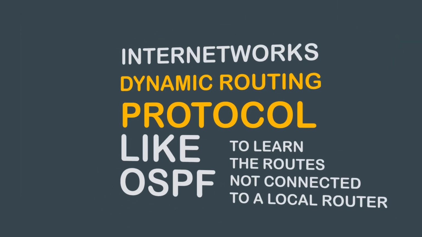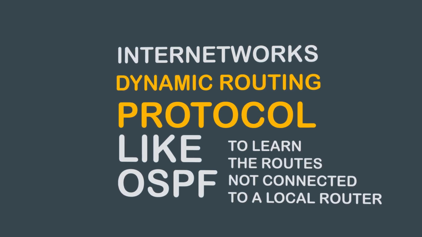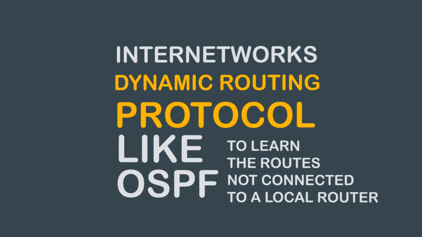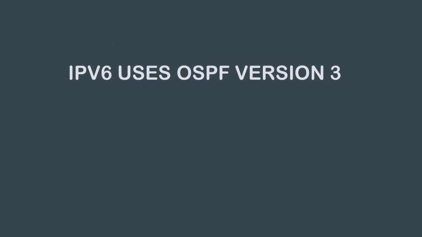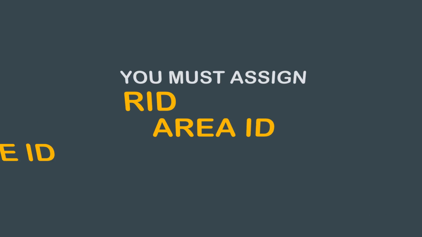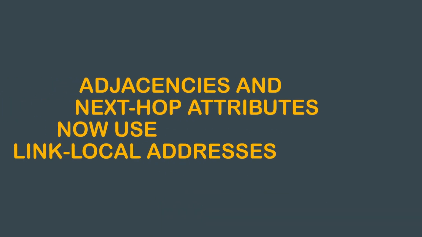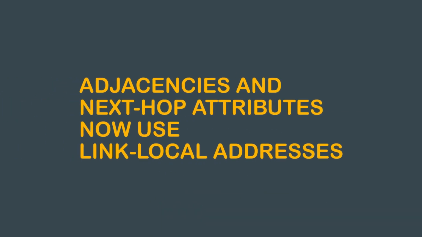While static routes work, most internet networks use a dynamic routing protocol like OSPF to learn the routes not connected to a local router. IPv6 uses OSPF version 3. OSPF version 3 is a link state dynamic routing protocol. You must assign the RID, area ID, and link state ID, which are still 32-bit values. Adjacencies and next hop attributes now use link local addresses.